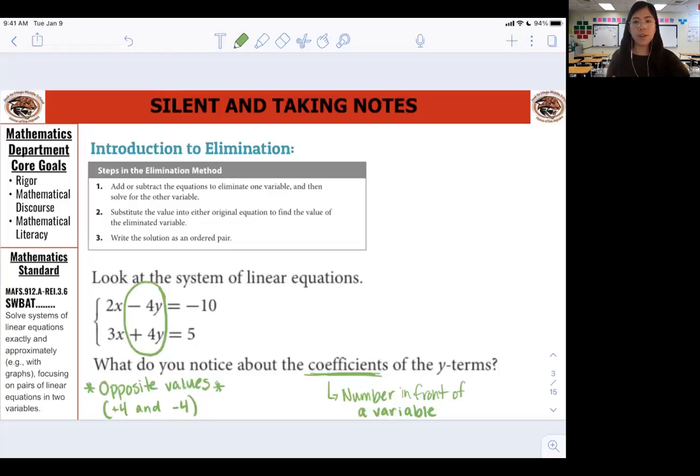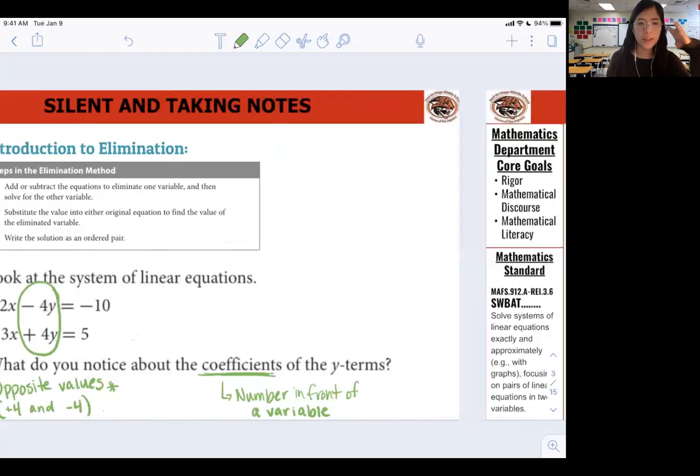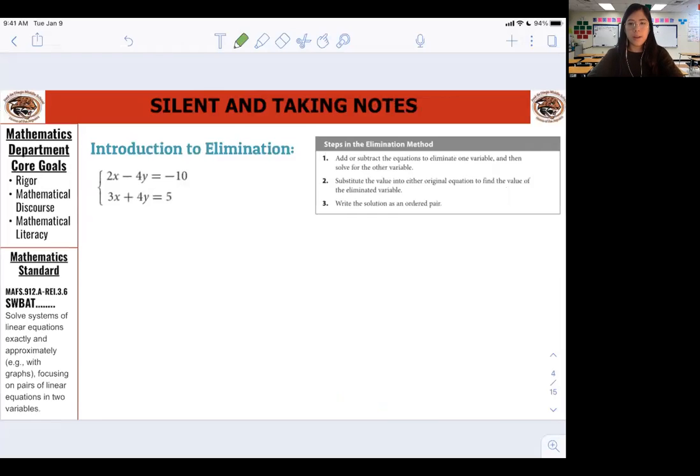All right, so let me go ahead now and go on to our problem. It's the same exact equation. So first thing, like I said, is to just see if you find any opposites. And like we said, there are opposites right here with my positive 4 and my negative 4. So can I get a volunteer really quick to read me step 1? What am I doing in my step number 1? Add or subtract the equations to eliminate one variable, then solve for the other variable.